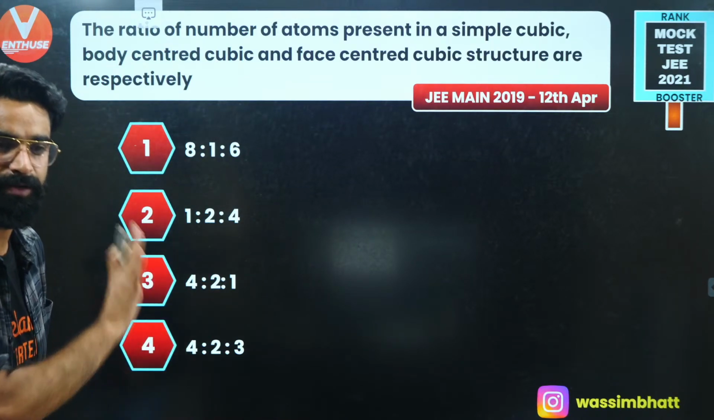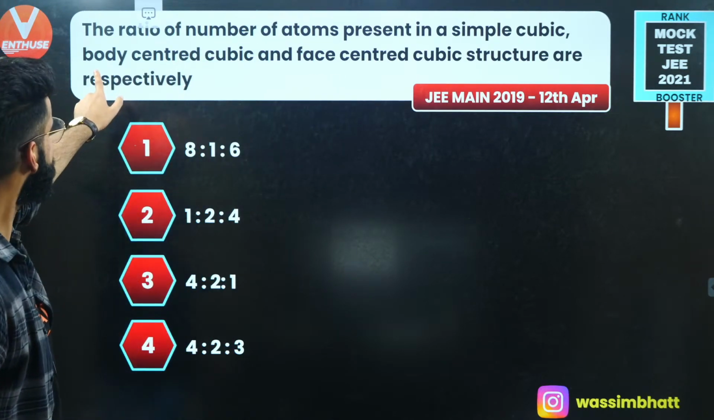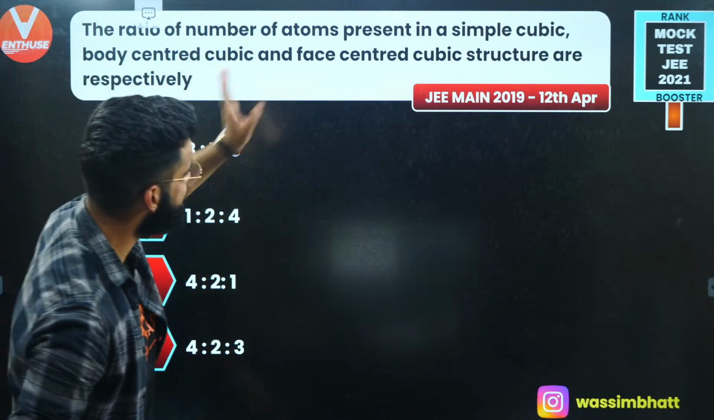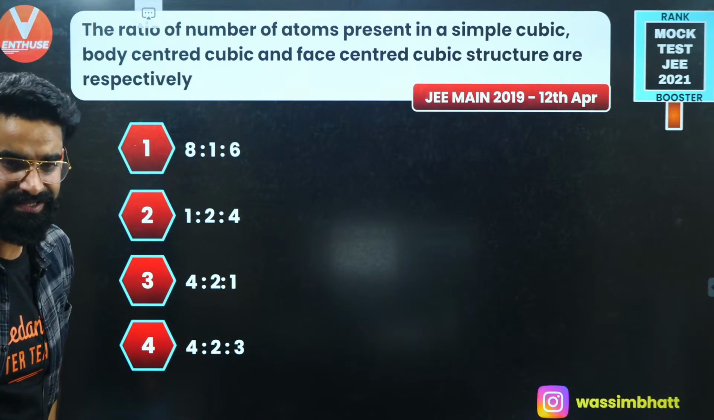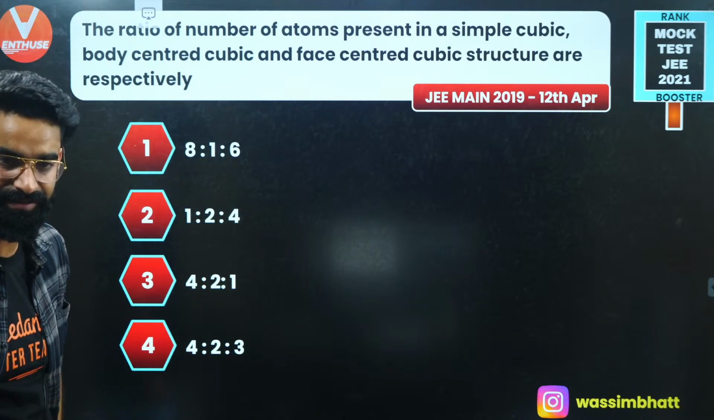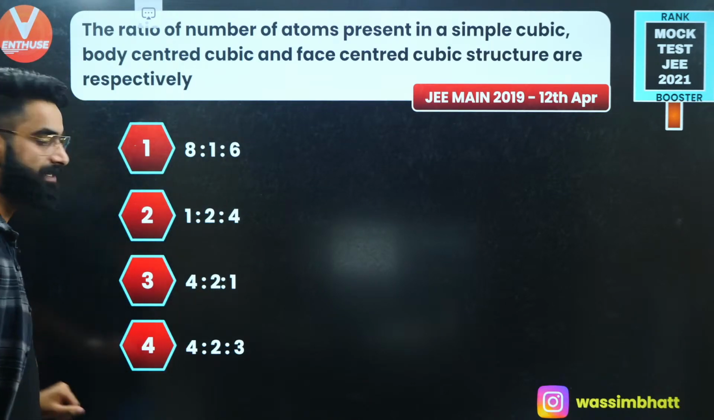A very, very simple question. The ratio of the number of atoms present in a simple cubic unit cell, body-centered cubic unit cell, and the face-centered cubic unit cell are respectively. Isn't it simple? Absolutely it's simple.